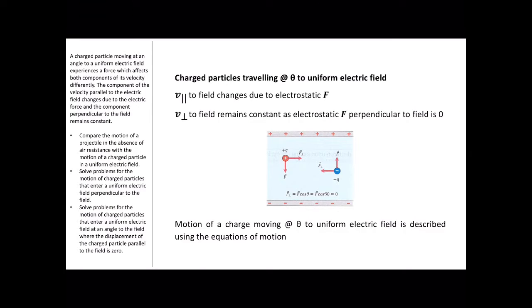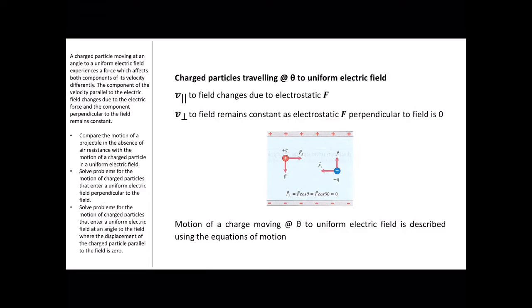So a charged particle moving at an angle to a uniform electric field experiences a force which affects both components of its velocity differently. The component of the velocity parallel to the electric field changes due to the electric force, and the component perpendicular to the field remains constant.